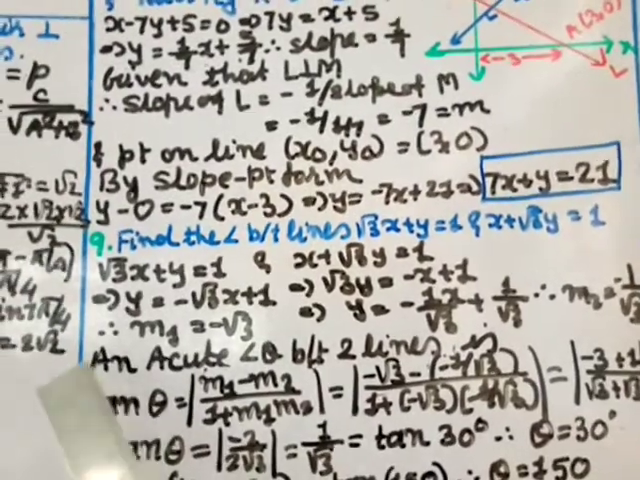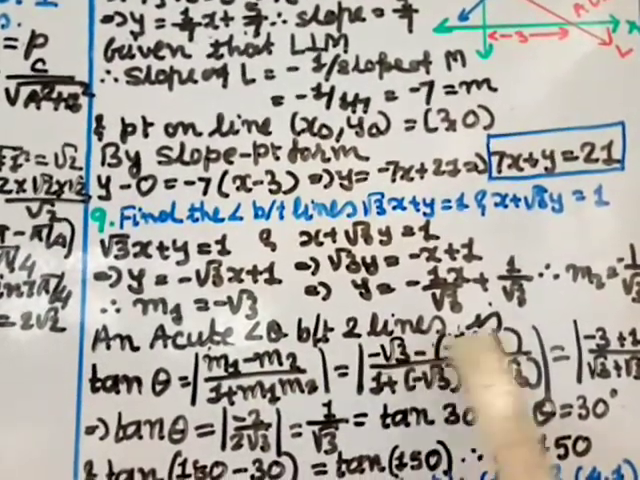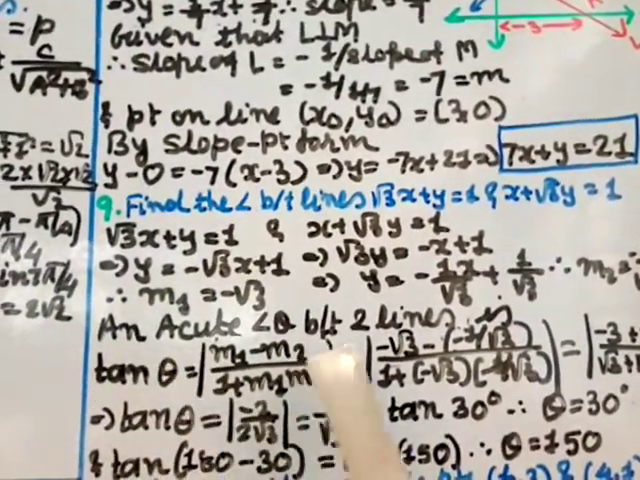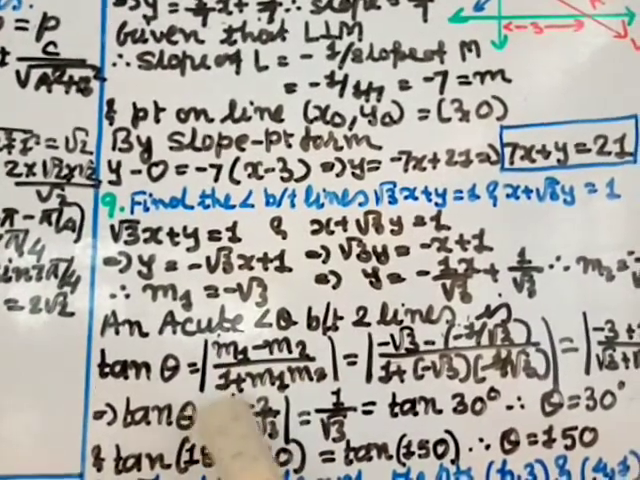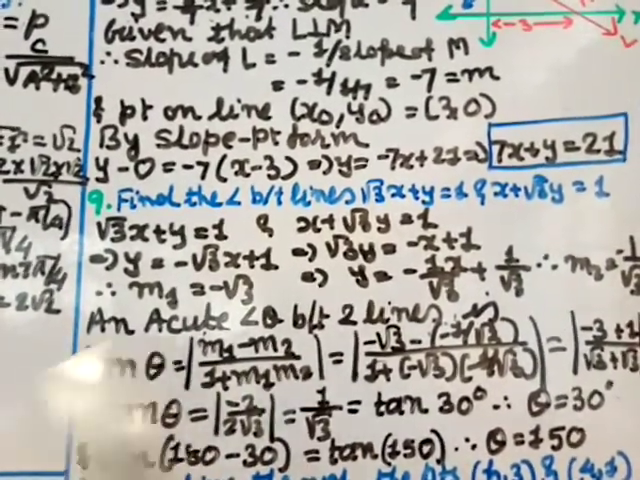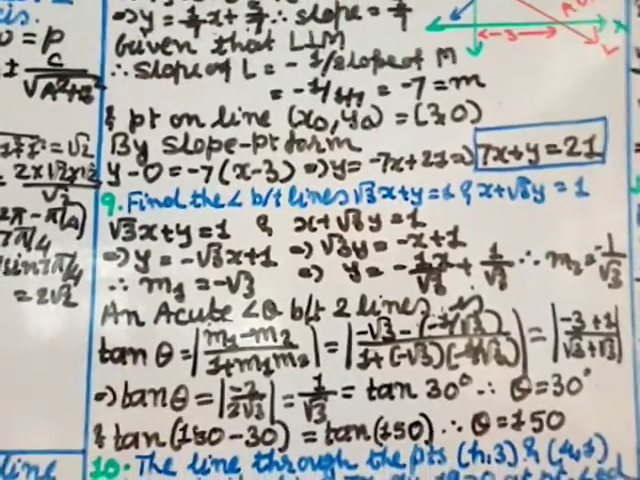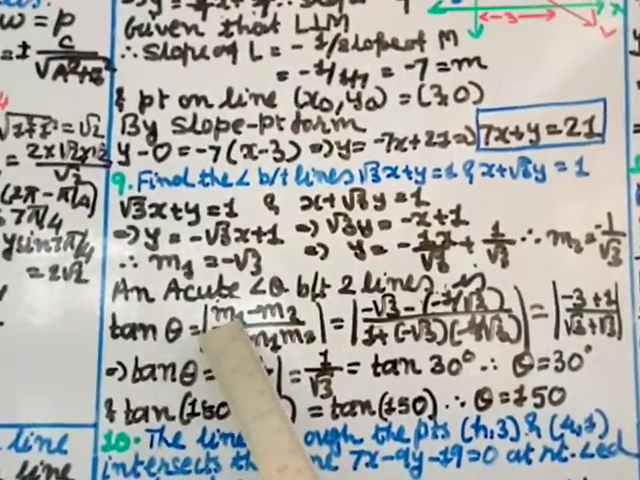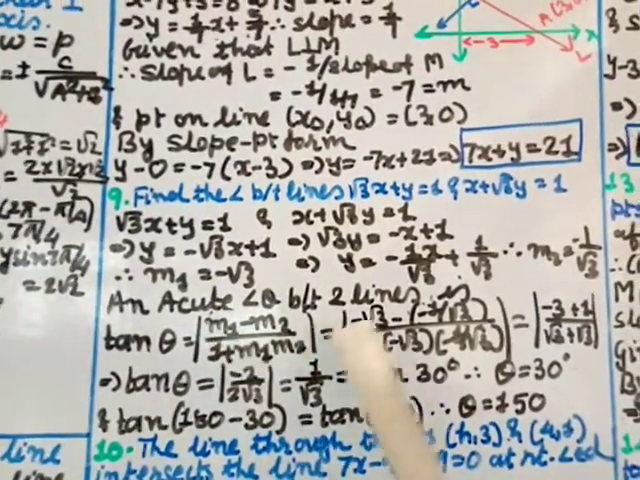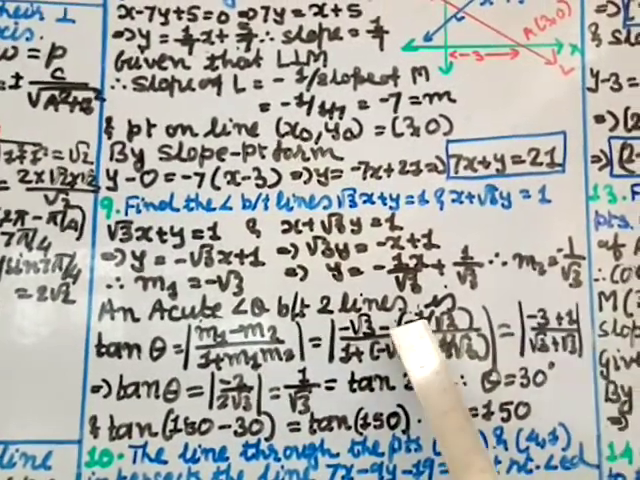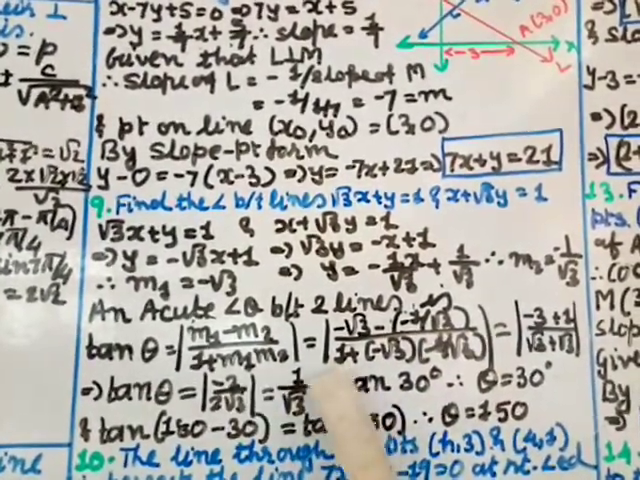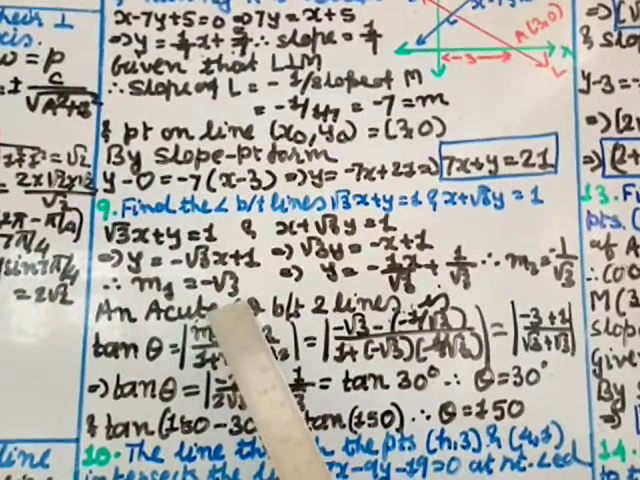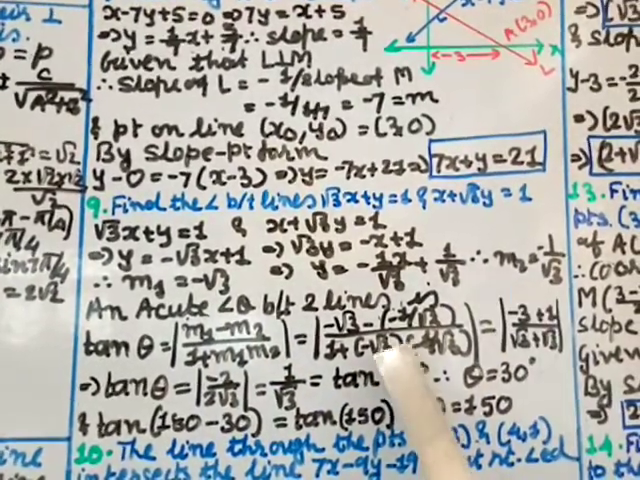Now the acute angle theta between two lines is tan theta equal to modulus of m1 minus m2 divided by 1 plus m1 m2. This is the formula for the angle between two lines. So put the values: m1 is minus root 3 minus m2, which is minus 1 by root 3, divided by 1 plus m1, that is minus root 3, into m2, that is minus 1 by root 3.